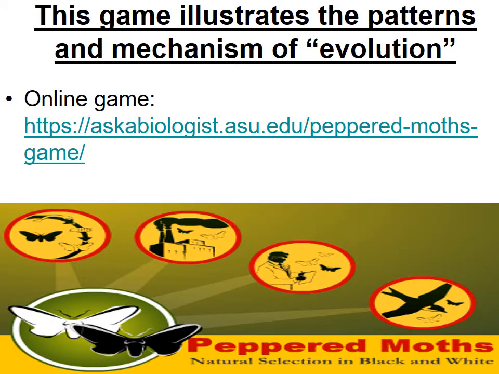So this is a great game that explains the idea of patterns and mechanisms of evolution. I do want you to try it out. Just click on the link and you'll be playing a predator. You'll be a bird, and you're hunting for different moths. You're going to hunt for different moths over a few generations and see what happens to the population frequencies, the allele frequencies in the population over time, as you eat the moths based on the color of the tree and the environment.